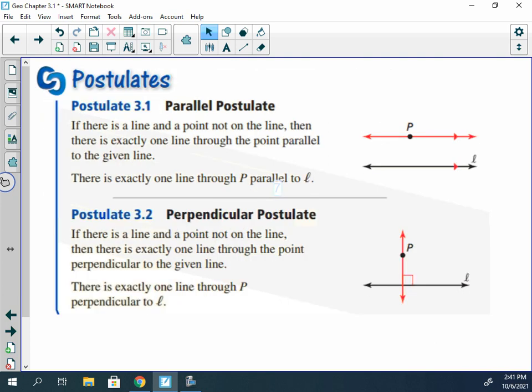But the parallel postulate states if there's a line and a point not on the line, so just a line and a point, there's exactly one line that goes through that point that will be parallel to the given line.